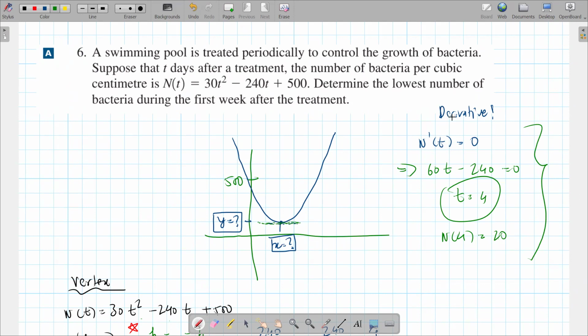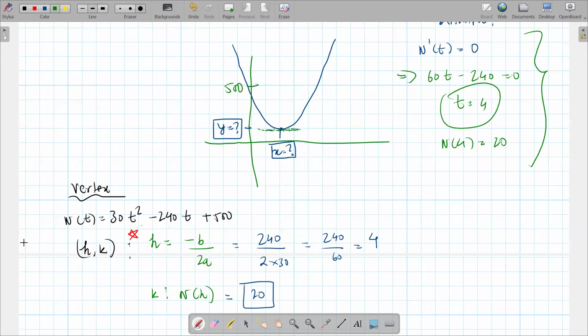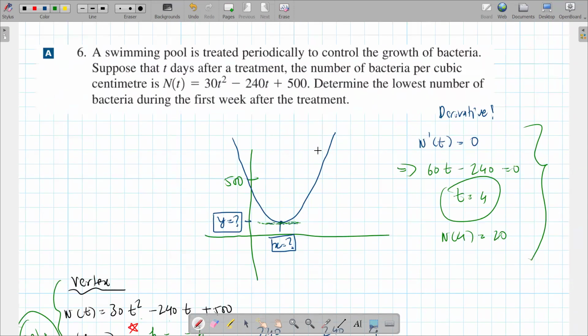This method works for any function, whereas obviously the vertex method is only for quadratics, only for x squared. It doesn't work for anything else. Whereas setting the derivative equal to 0 works for any function, okay? So therefore the answer to this question is after 4 days, the bacteria count is going to be 20 per cubic centimeter. That's the end of the answer.